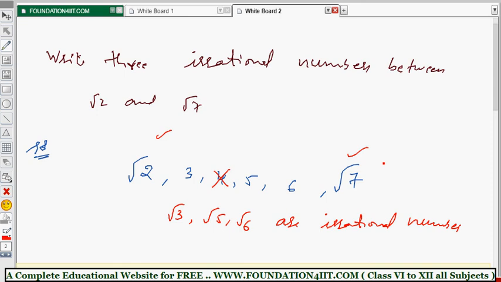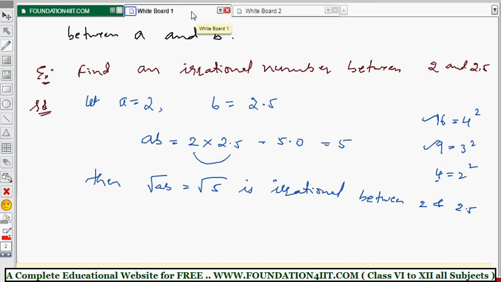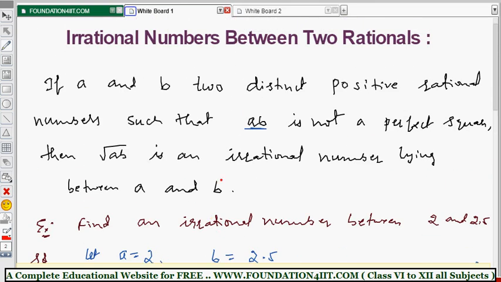Right? Only take numbers which are not perfect squares. We can take any other number; if you apply the square root, they are nothing but irrational numbers. So we can solve the problems in this way. According to the definition, if any two are distinct positive rational numbers, and if A into B is not a perfect square, then root of AB is an irrational number. Using this definition and property, we'll find irrational numbers between any two rational numbers. So this is about irrational numbers. Next we'll see how to rationalize denominators and real numbers with some more concepts.